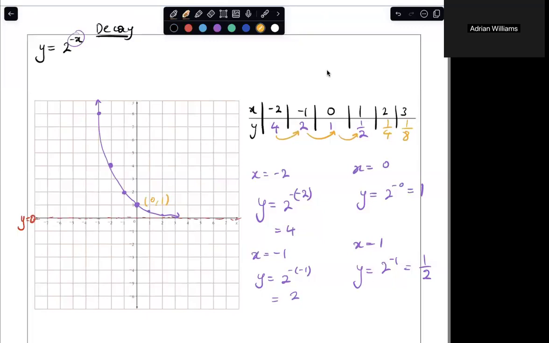All right. So in our next video, I'm going to show you how to go and sketch a slightly harder version of an exponential function and how to identify which one is growth, which one is decay, and give you a general summary of what's happening. Okay?